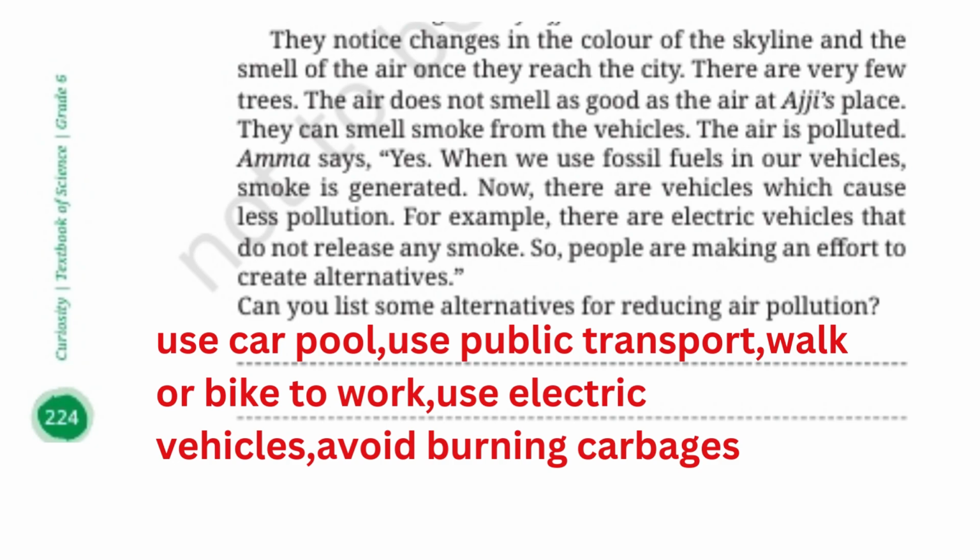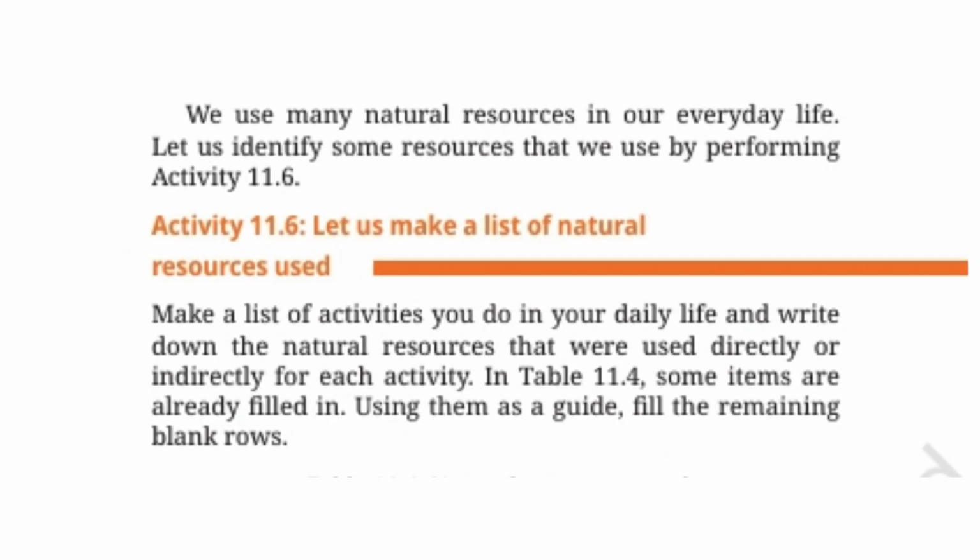Can you list some alternatives for reducing air pollution? Use carpool, use fuel efficient cars, and avoid burning garbage. This one is very important. We should not burn garbage, as it will cause air pollution. We use many natural resources in our everyday life. Let us identify some resources that we use by performing activity 11.6. Let us make a list of natural resources used.